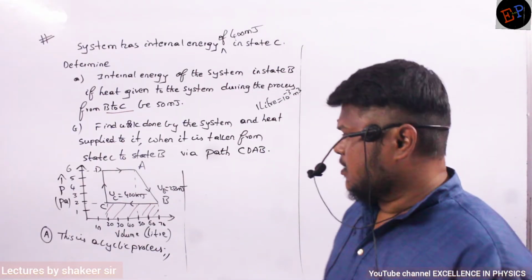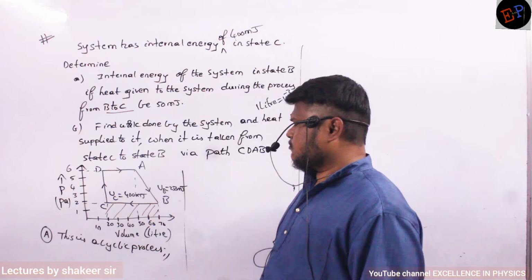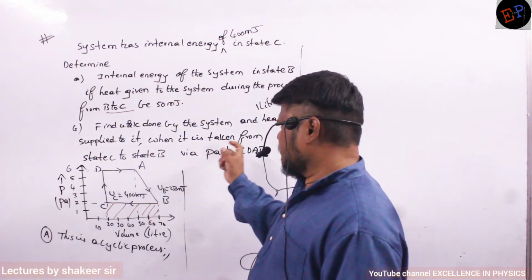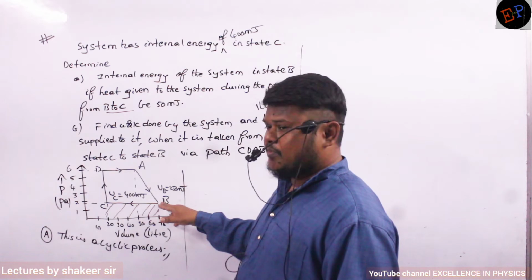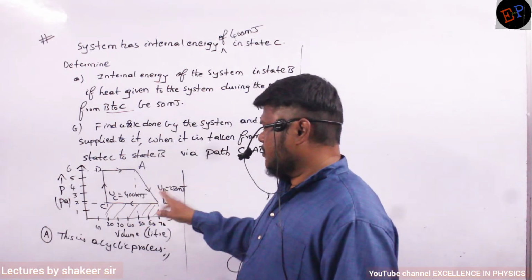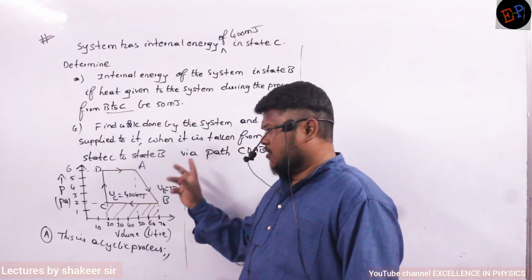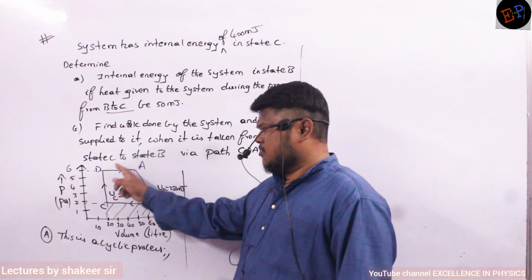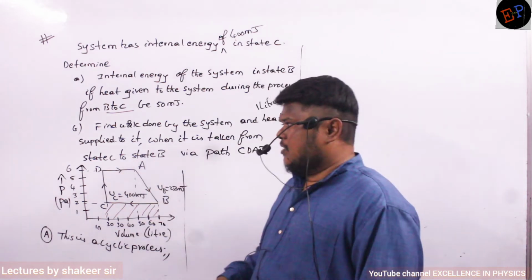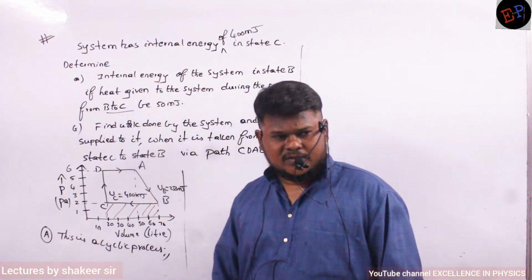So we will do the second question. Find the work done by the system and heat supplied to it when it is taken from state C to state B, but by which path? Via the CDAB path. It means if you travel in this path, what is the amount of work done in this total process? I am considering this total as one process. And similarly, what is the amount of heat energy supplied in this process? These two I am supposed to calculate.